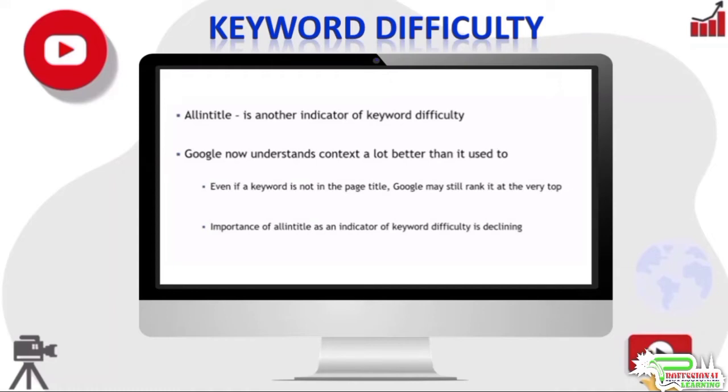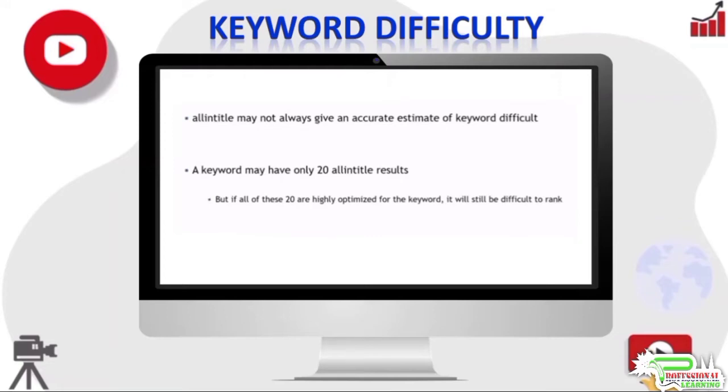A keyword may have only 20 websites targeting it, so the allintitle value may be only 20, indicating the keyword should be very easy to rank. But if all of these 20 websites are highly optimized and relevant for the keyword and have powerful and relevant backlinks, the keyword will still be extremely hard to rank. Nevertheless, allintitle is still a helpful number you would want to look at. While phrases with very low allintitle results may not always be easy to rank, phrases with very high allintitle results can be very hard to rank.